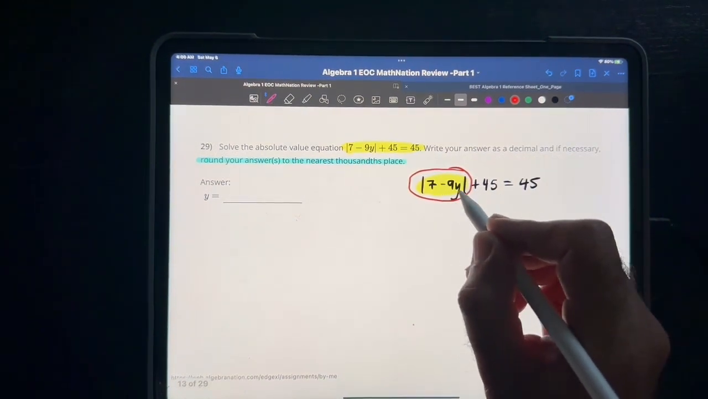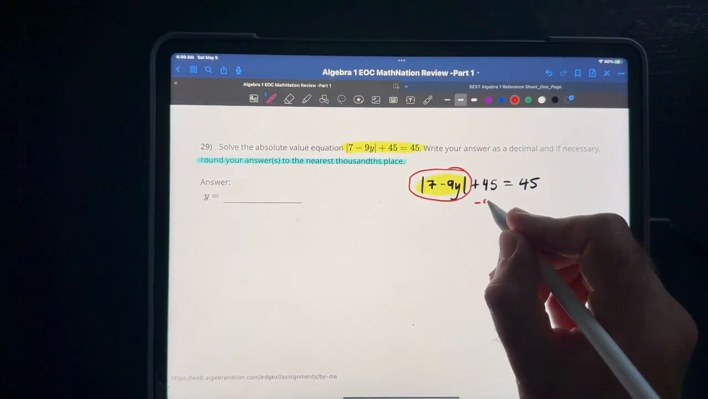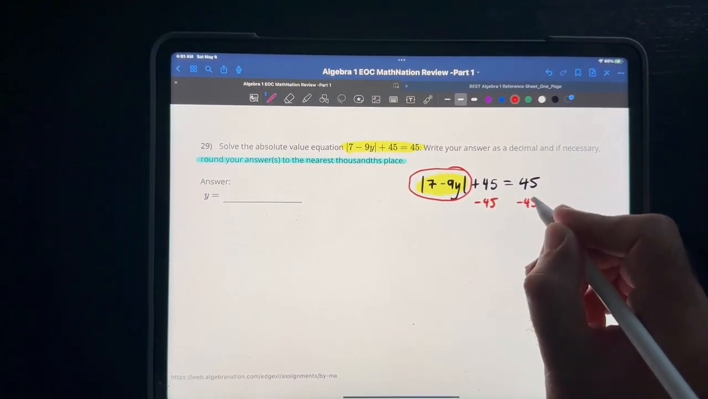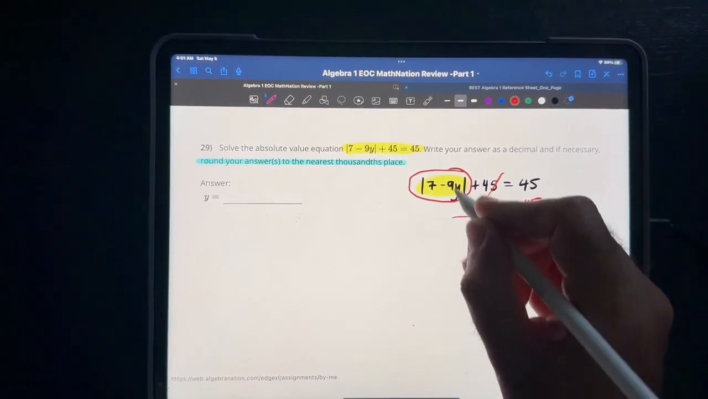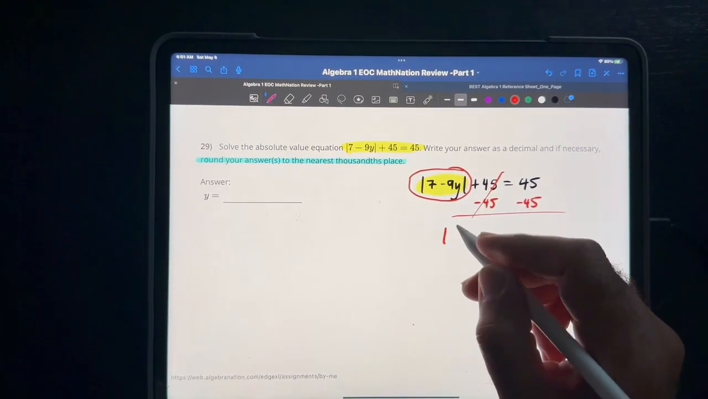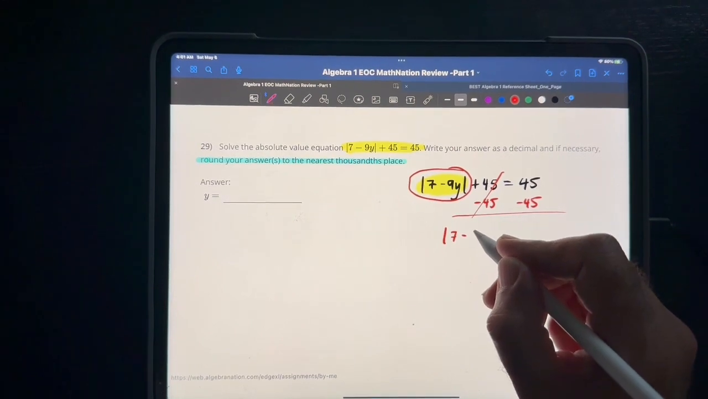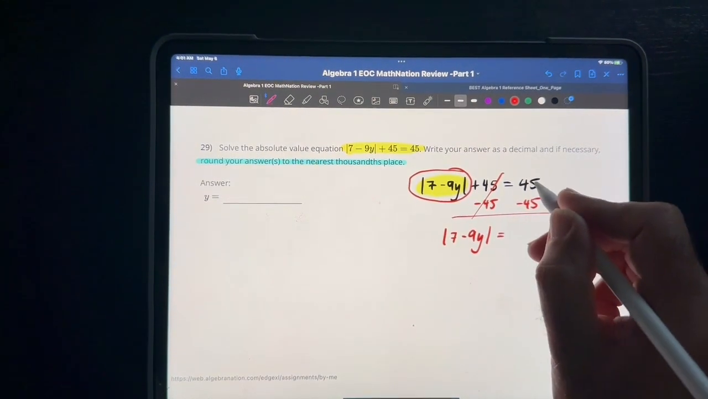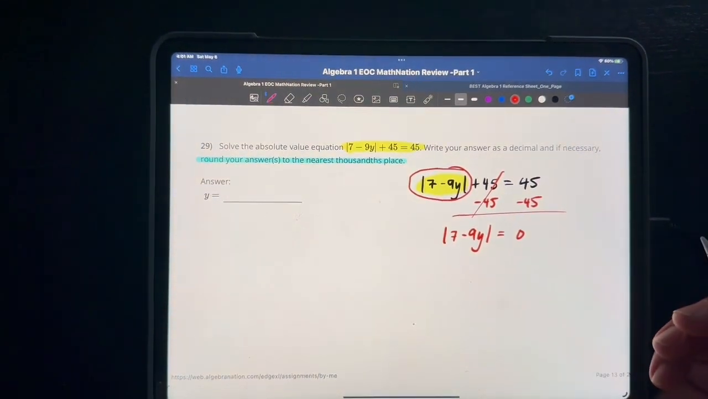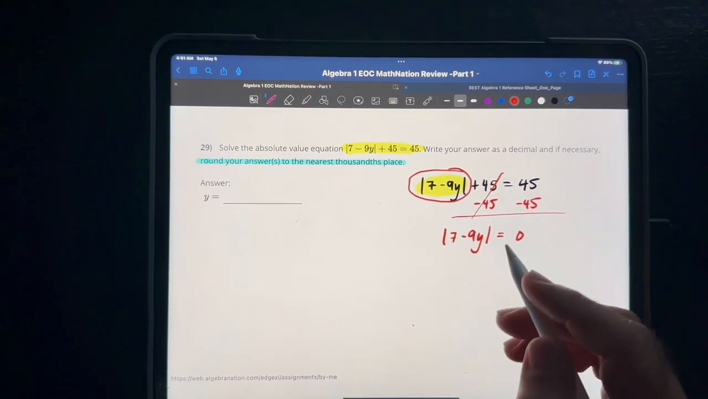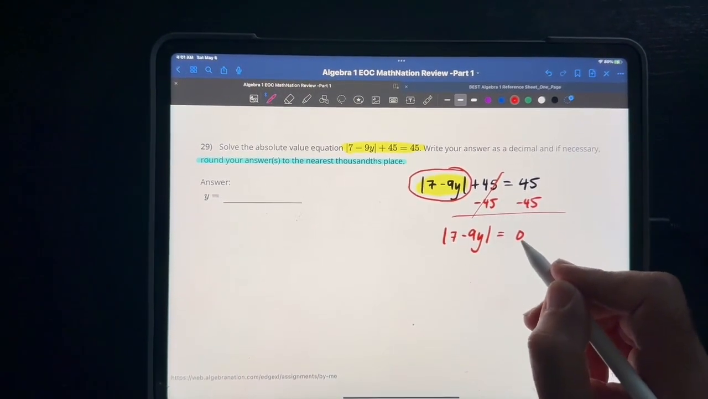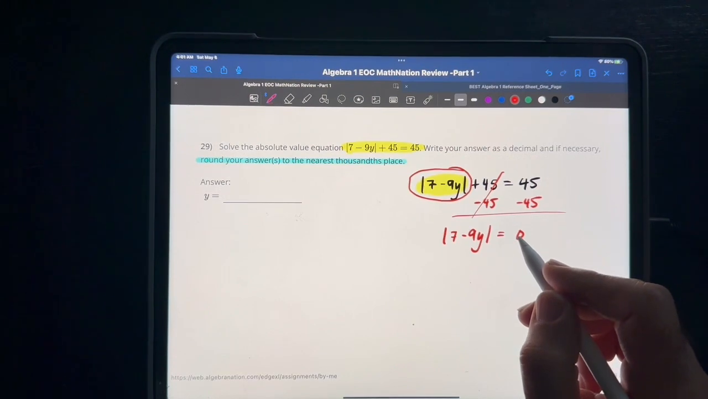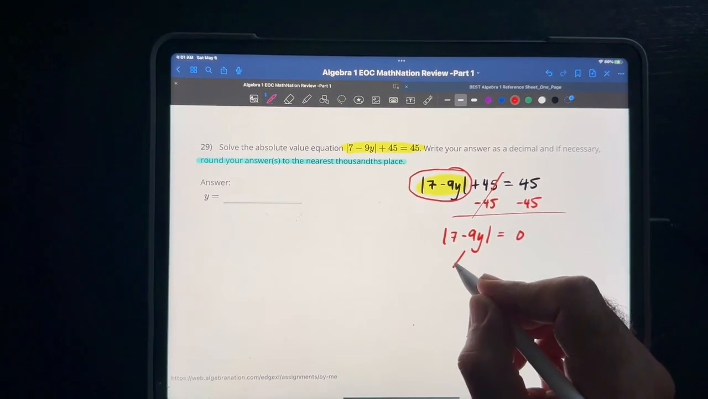So to isolate this, we have to do the opposite of that. So minus 45 on both sides, right? And then bring that down. We have 7 minus 9y equals, and then guess what? That's 0. Okay, that's 0. So now you can get that sometimes. When you get a 0 right here, this is going to tell you you're going to get one answer, because this is what normally you do now.